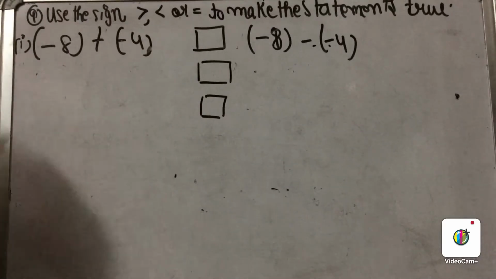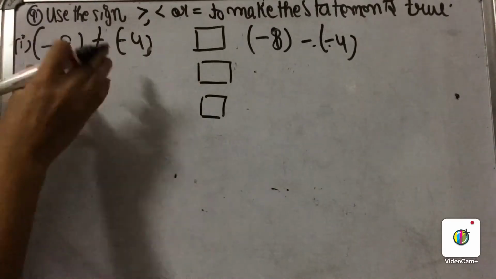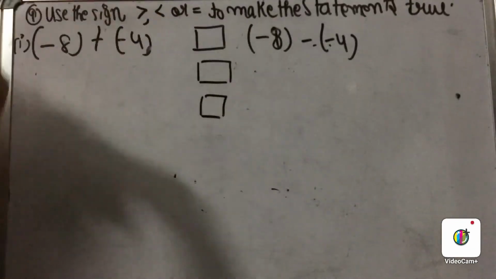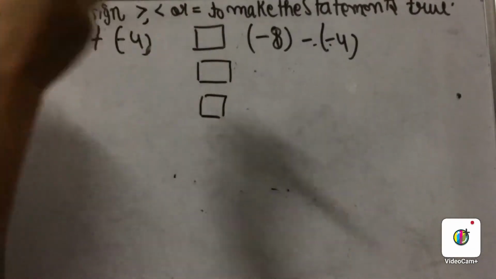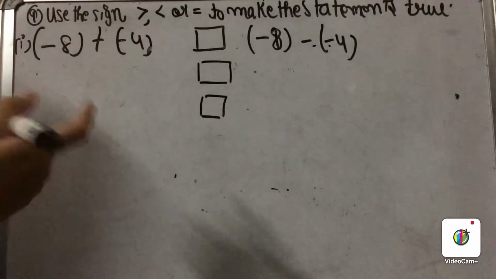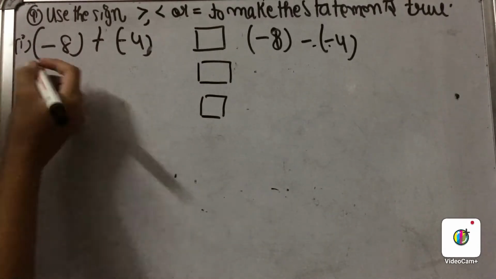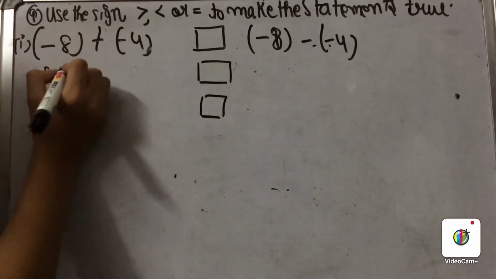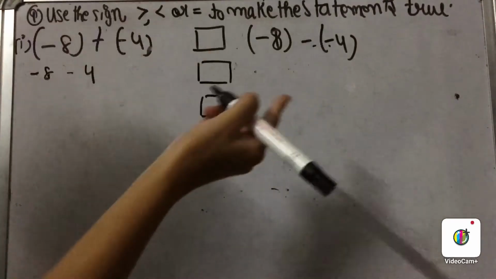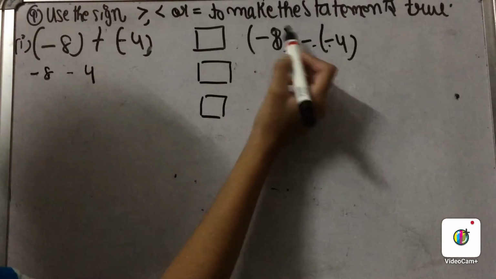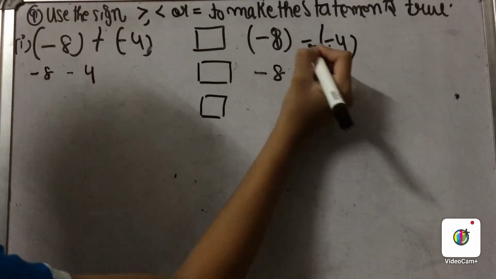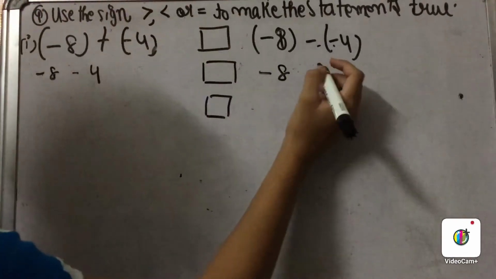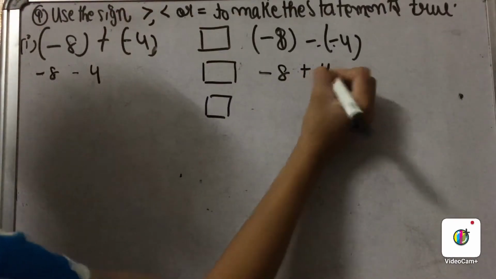So now our first part is minus 8 plus minus 4. We would solve it on both sides, LHS also and RHS also. What is the meaning of LHS? Left hand side, and RHS right hand side. Minus 8, what is plus minus? Plus minus is minus. And on the other side, minus 8 minus minus is plus. 2 negatives make a positive. So it will be plus 4.